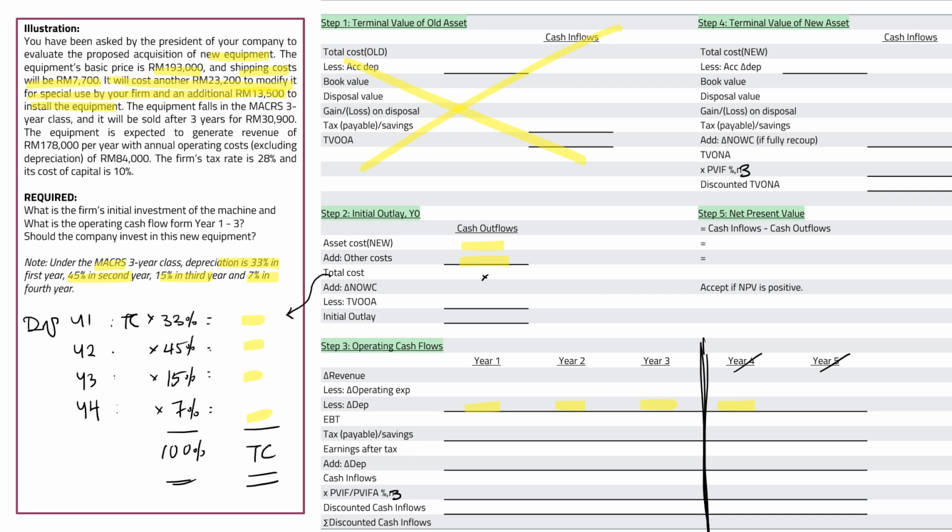Okay, back to the question. So after 3 years, for 30,900, this is the disposal value at the end of, well, not at the end of the life cycle. When we sell it off, we will sell it for 30,900. We'll put it here, disposal value. The equipment is expected to generate revenue of 178,000 per year. Okay, we'll put it here. With annual operating costs, excluding depreciation, of 84,000. We'll put it here. Remember, expenses is a minus, okay? So we'll minus this out.